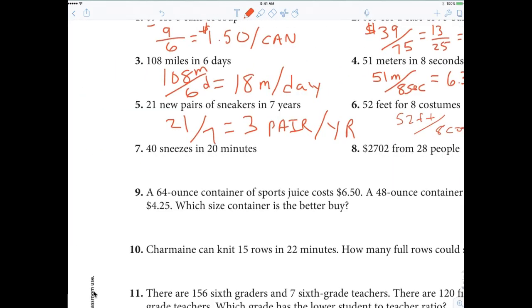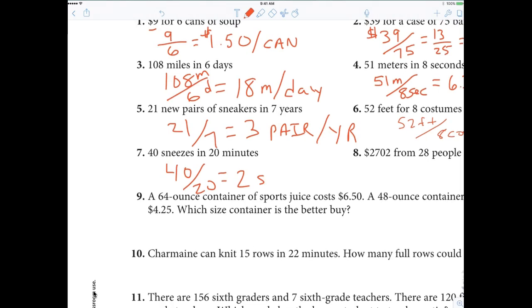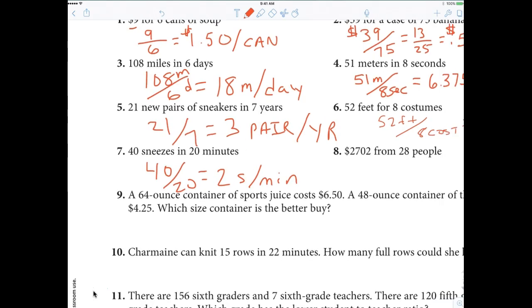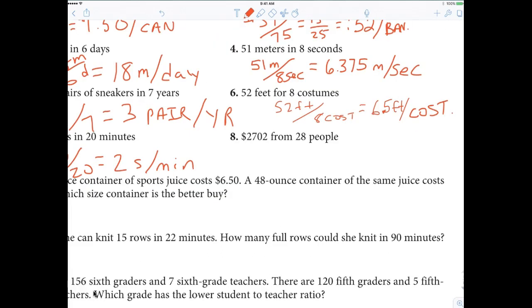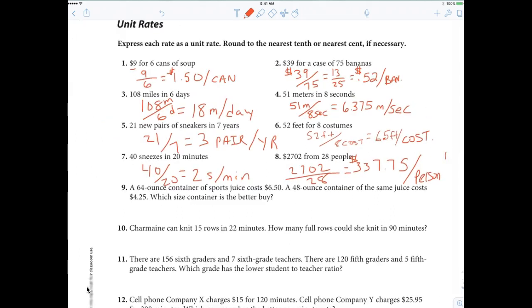Over here, 40 sneezes in 20 minutes. So that'd be 40 divided by 20, which is just 2. So that means you sneeze twice every minute. 2 sneezes per minute. Now, again, for 2702, here we go. 2702 divided by 28. So if I take that and divide that out, that works out to be, I think, $337.75 per person. Again, guys, I think this is pretty easy, especially if I'm allowing you to use a calculator. So now let's take a look at number 9.